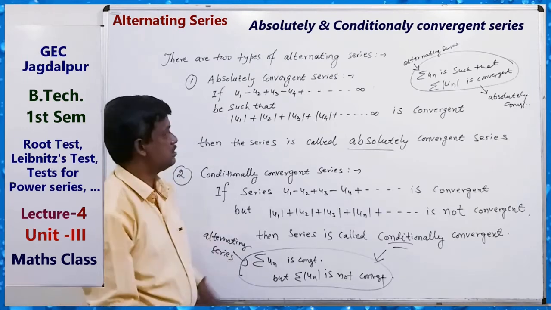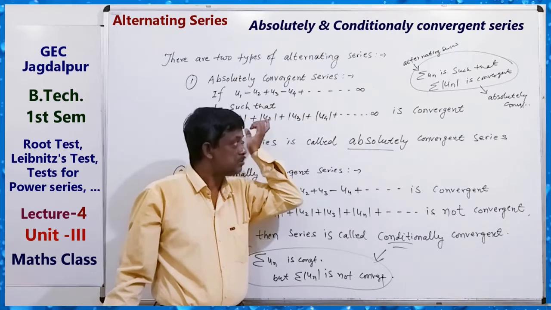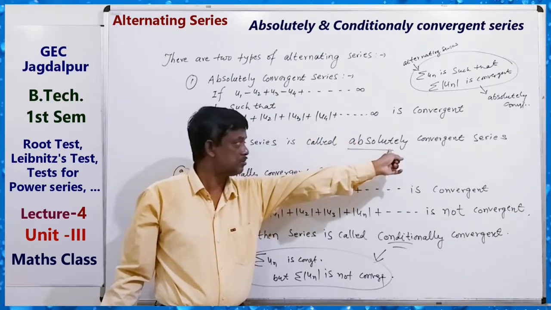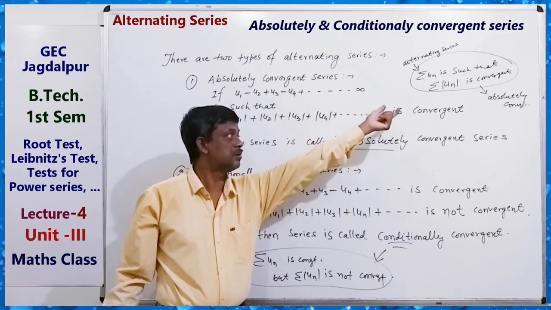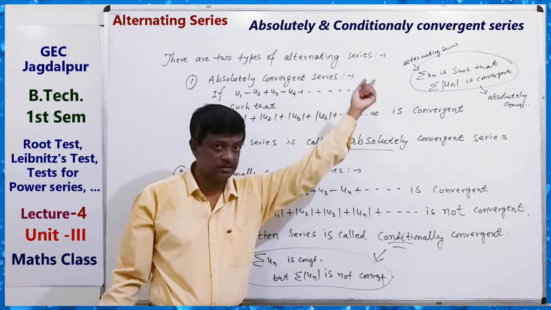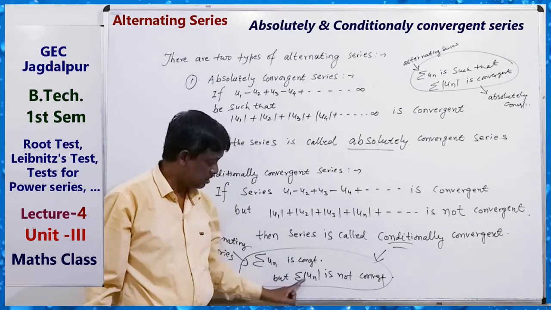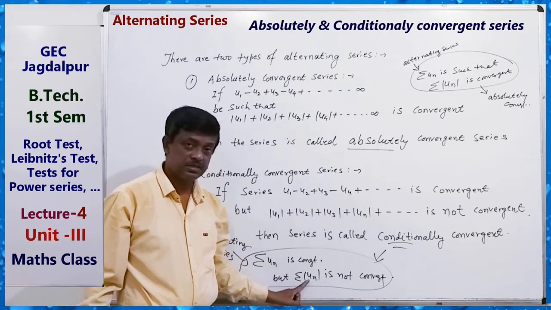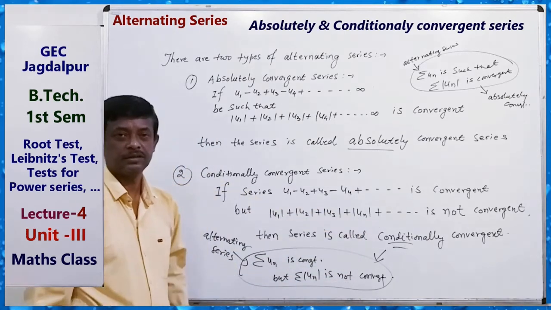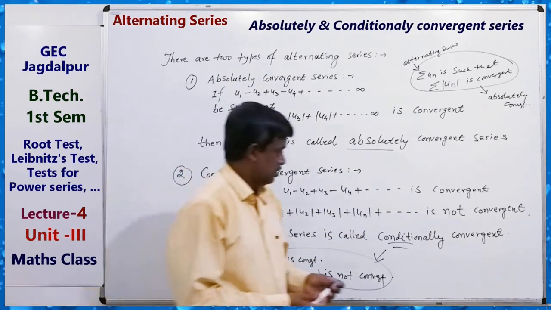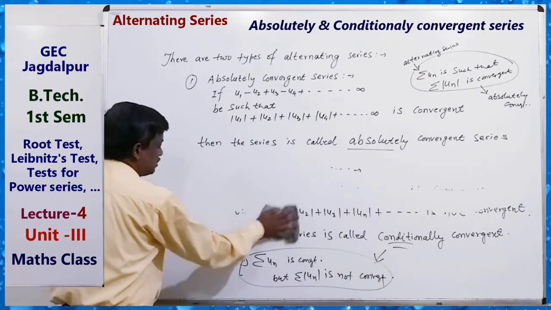Whenever an alternating series is such that its series of absolute values is convergent, it is absolutely convergent. If the alternating series is convergent, but its absolute series is not convergent, it is conditionally convergent. Clear? So this is conditional convergence and absolutely convergent series.